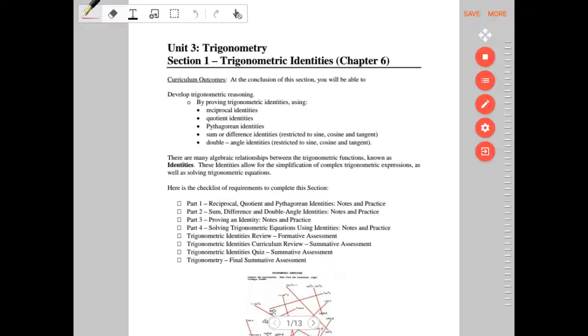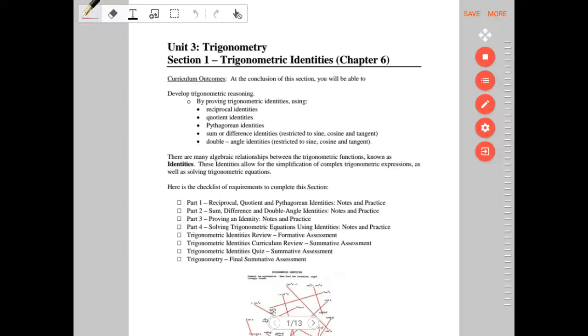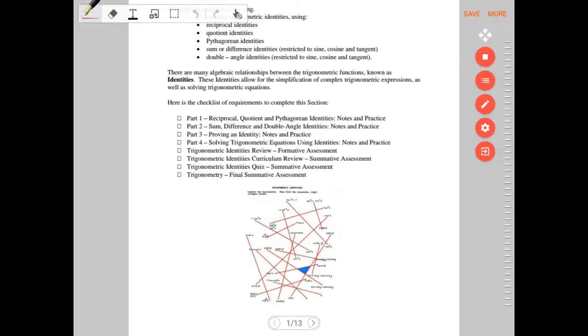There are many algebraic relationships between trig functions known as identities. These identities allow for the simplification of complex trigonometric expressions as well as for solving trigonometric equations. Here's a checklist for this section. Part 1, reciprocal, quotient, and Pythagorean identities.